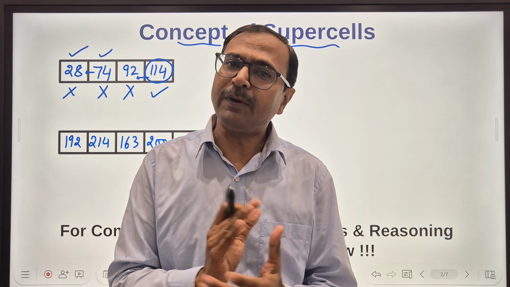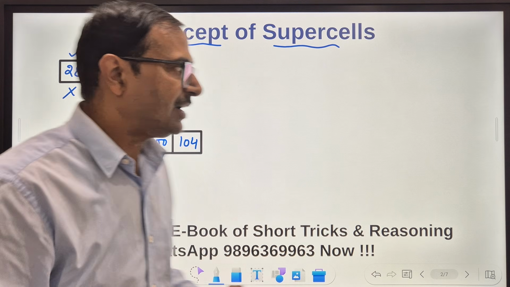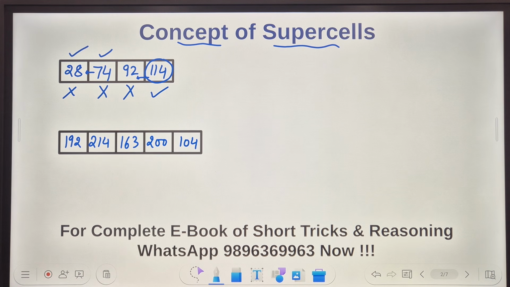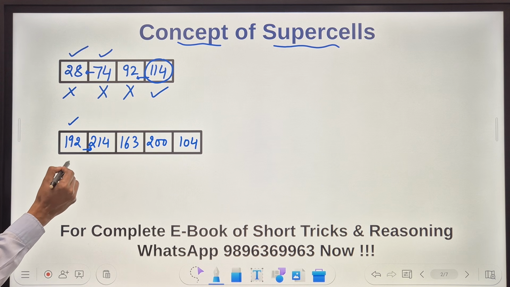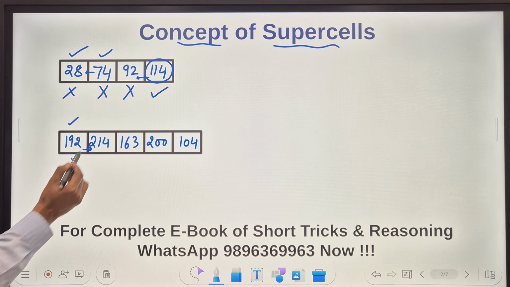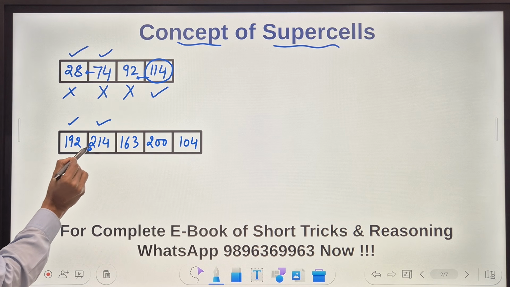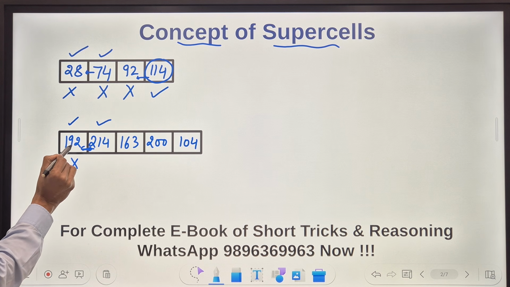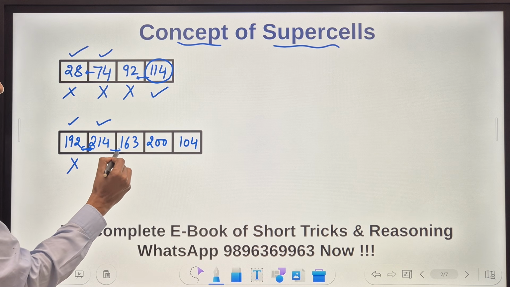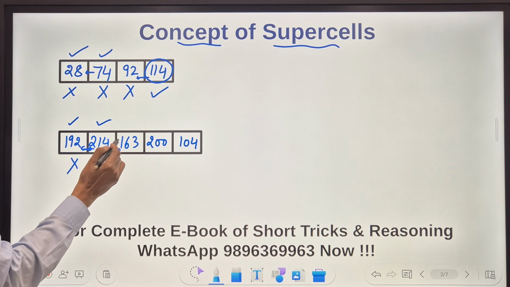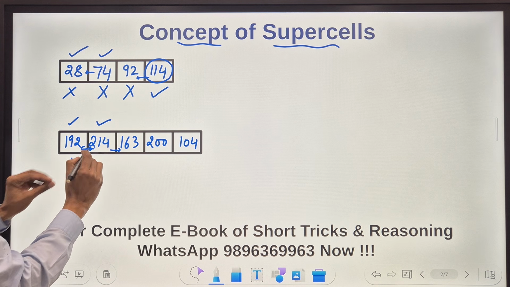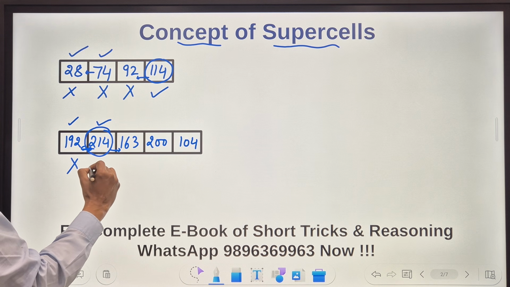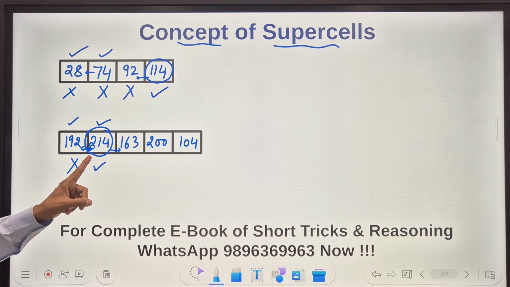But can we write only one supercell? Let us check using 5 numbers here. Now if you take them one by one, 192 has a neighbor which is greater, so this is not a supercell. 214 has, on the left hand side, 192 which is smaller, and on the right hand side 163 which is smaller. So both the neighbors of 214 are smaller than 214, and therefore this becomes a supercell.